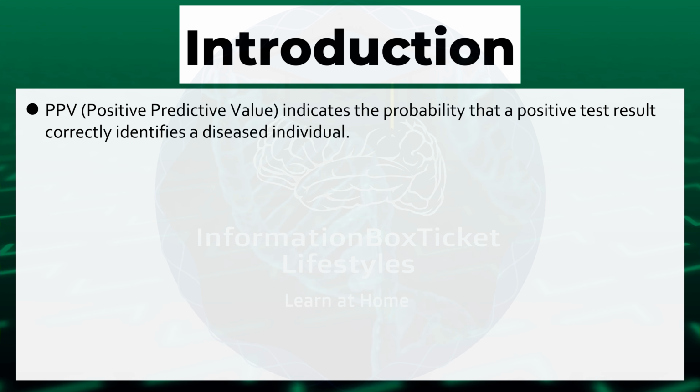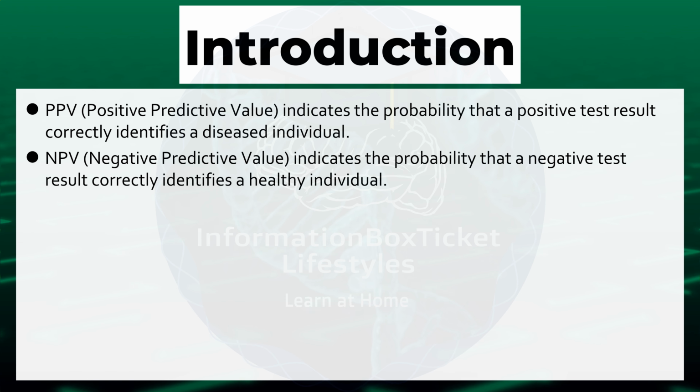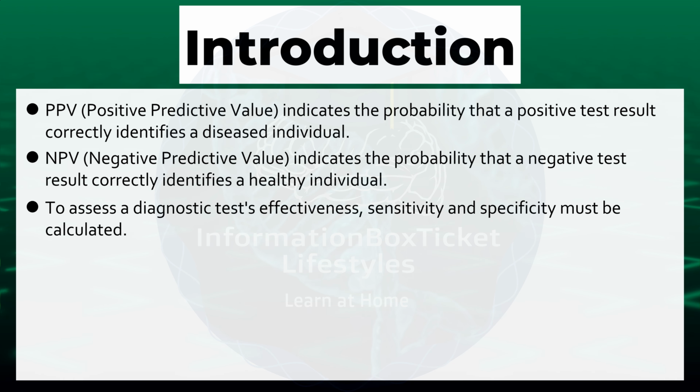PPV, positive predictive value, indicates the probability that a positive test result correctly identifies a diseased individual. NPV, negative predictive value, indicates the probability that a negative test result correctly identifies a healthy individual. To assess a diagnostic test's effectiveness, sensitivity and specificity must be calculated.